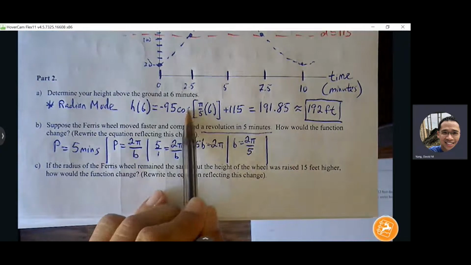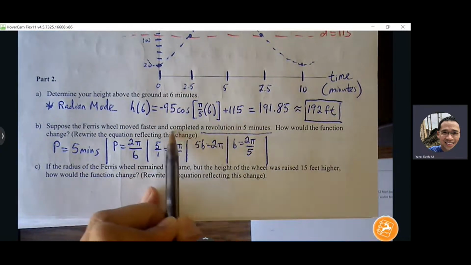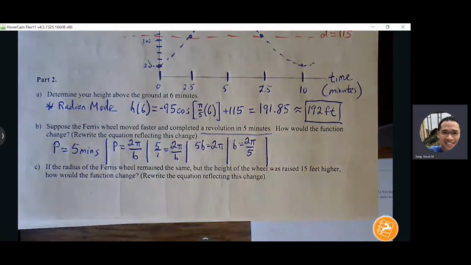So instead of pi over 5, I'm going to make my b value 2 pi over 5. I just want to update my equation to reflect a Ferris wheel that is moving faster. That's moving twice as fast.